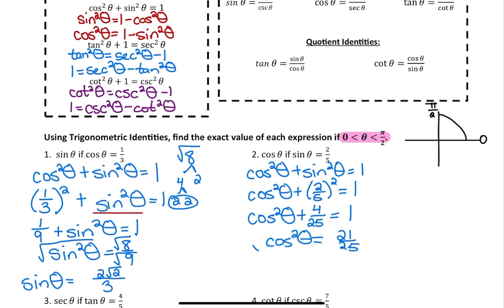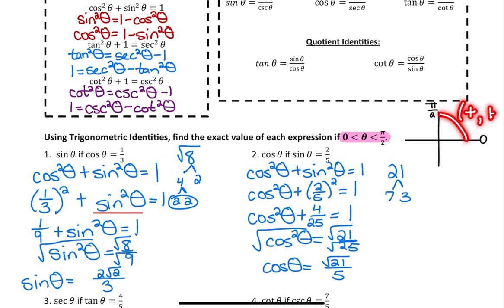Then we'll need to square root the top, square root the bottom. So cosine of theta is equal to square root of 21 over square root of 25, which is 5. 21 cannot be broken down any further with our factor tree because it's two prime numbers multiplied together. Once again, we are dealing only with this first quadrant here, and everything in this first quadrant has a positive cosine value and a positive sine value. So we don't need the plus or minus sign with this one either.